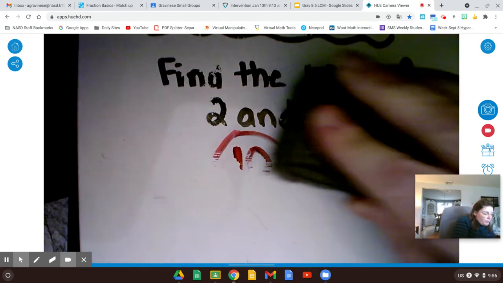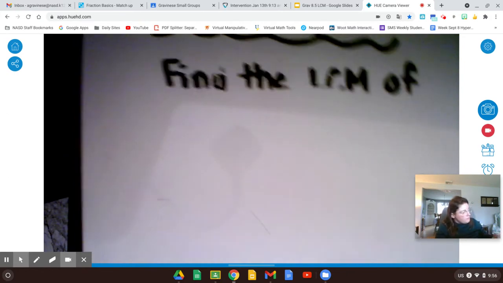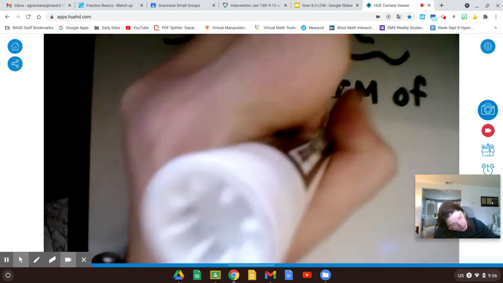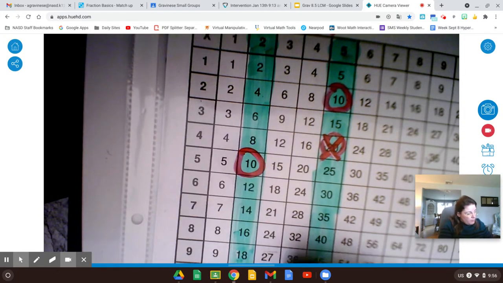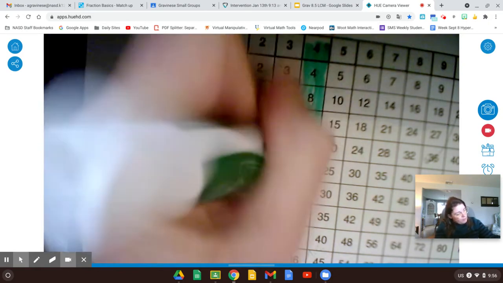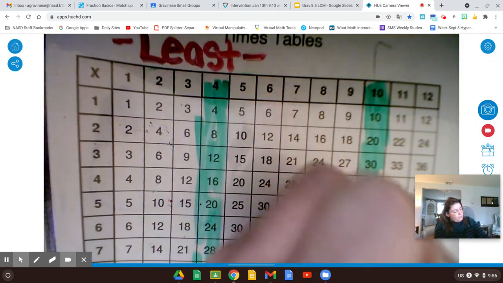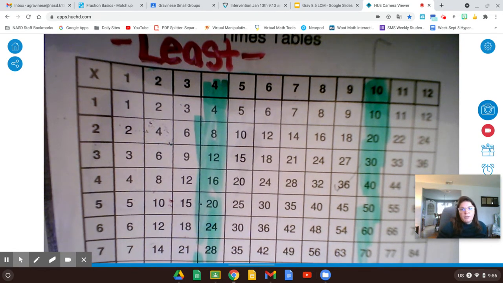Let's do another example. Let's find the least common multiple of 4 and 10. You could use your times table chart for sure. We're looking at 4 and 10. So I'd focus on my multiples of 4, and then over here on my multiples of 10. And you could go down both lists and find something in common. Take a second and see if you can find something in common.